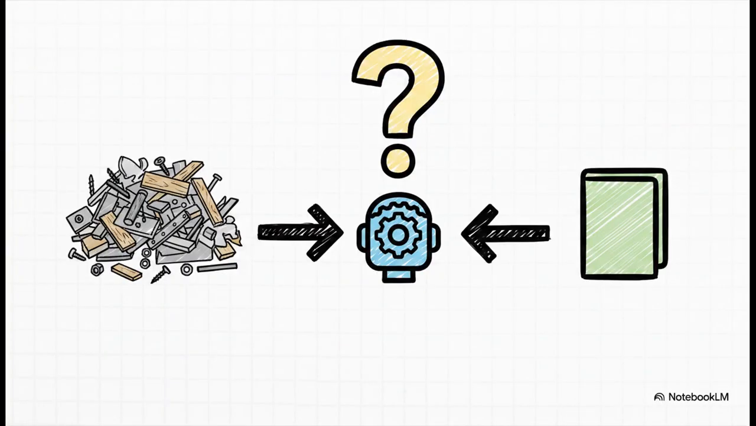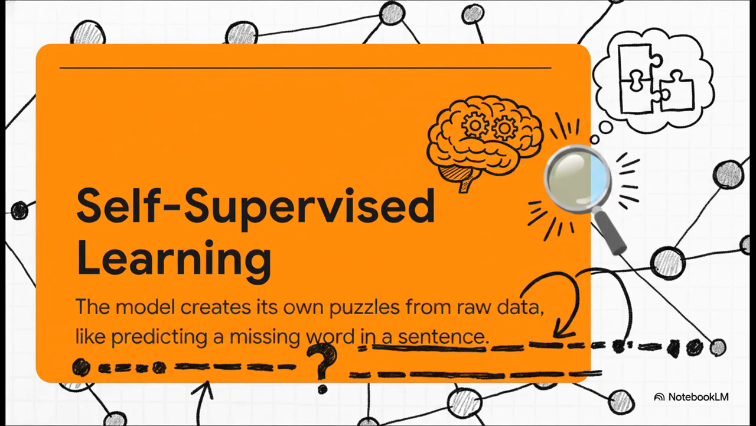Just ask yourself this question. What if, instead of needing a person to write the manual or trying to build with no manual at all, what if the AI could just look at that giant pile of parts and create its own set of instructions? And that, right there, is the magic of self-supervised learning.